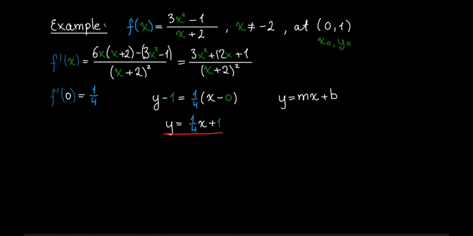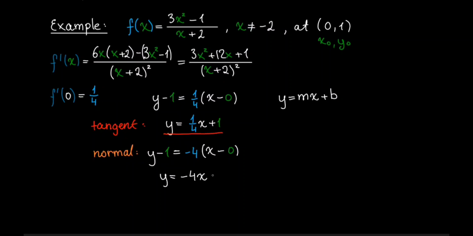Now they also asked us to construct the equation of the normal line. And the only thing we need to change here is the slope. So if the slope was originally 1 over 4, and we know that the gradient of the normal is its negative reciprocal, the gradient of the normal would simply be negative 4. Once again, rearranging it into the form of y equals mx plus b, all we have is y equals negative 4x plus 1. And here we have found both the tangent and the normal of the curve.